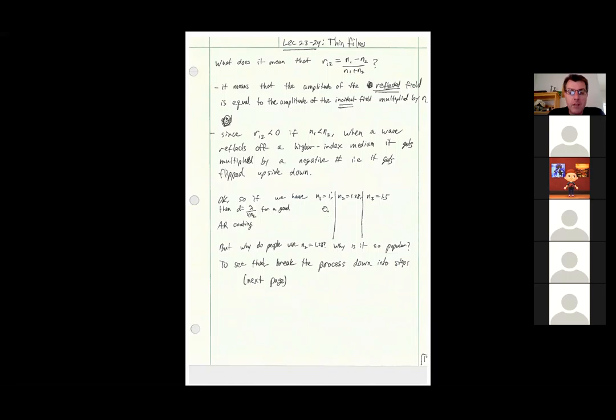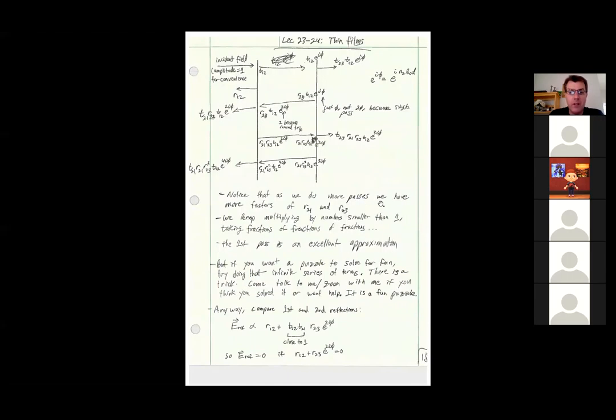All right, now I keep saying that people use magnesium fluoride. Magnesium fluoride is actually not ideal. It's just that it turns out to be the best thing that's available. We're going to see that ideally you would want a refractive index that's the square root of 1.5 if you were using something that had an index of 1.5.